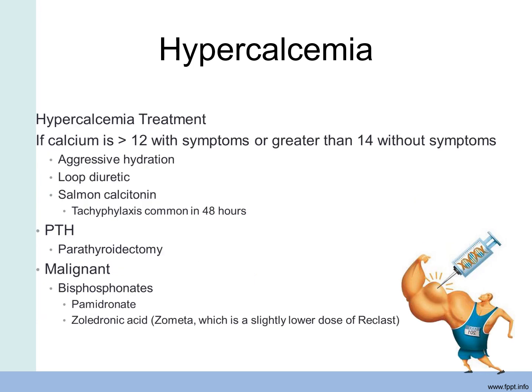Treatment: if calcium is under 12 with symptoms or greater than 14 with symptoms, without symptoms, aggressive hydration, loop diuretic and salmon calcitonin. Tachyphylaxis can occur. With PTH levels being high, we might need to do surgery. And if it's malignancy, the treatments are listed below. Again, being managed by endocrinology, though, not by primary care.